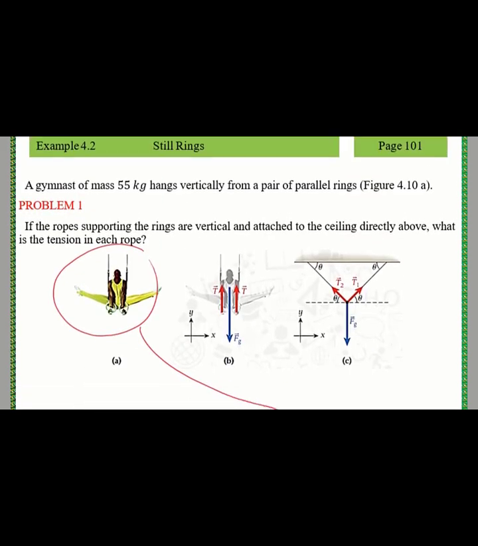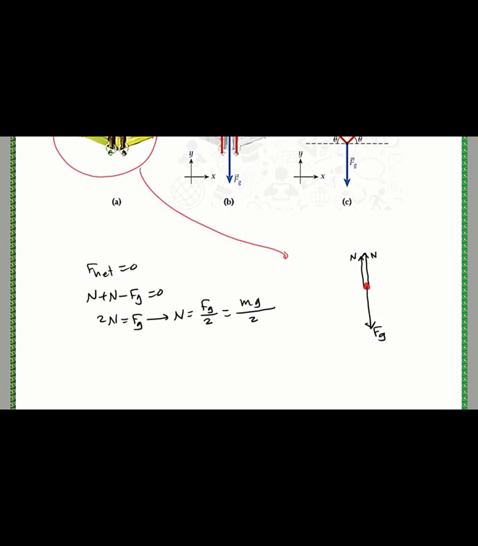Mass is 55 times g, 9.8, over 2. The answer would be 55 times 9.8 divided by 2, which is 269.5 newtons. I'll name this force as tension. This is the tension in each rope.